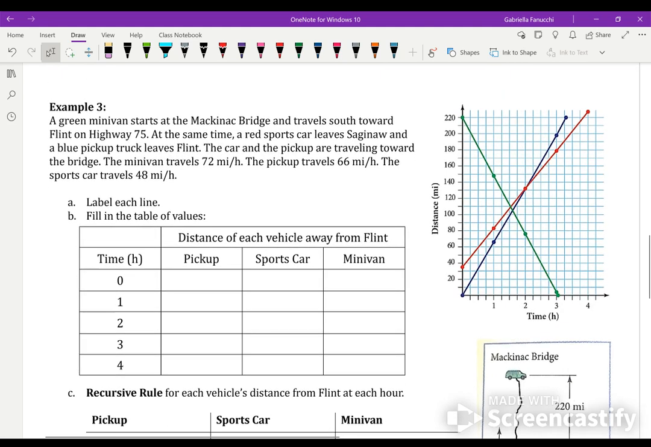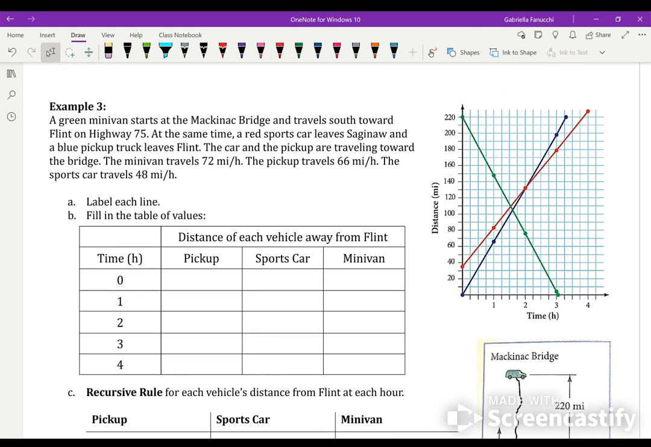We're going to go ahead and label each line. So the red sports car leaves Saginaw at the same time. So this is going to be the green minivan. Obviously, it's green. Your guys' is black and white, but we're still going to label. So I'm going to put GM, green minivan. Then we have the red sports car, RS. And then we have the BP, the blue pickup.